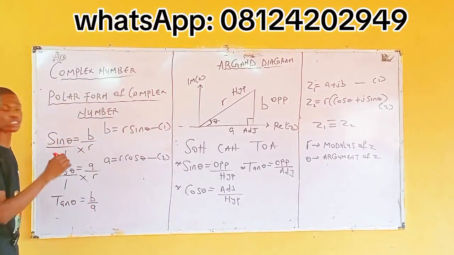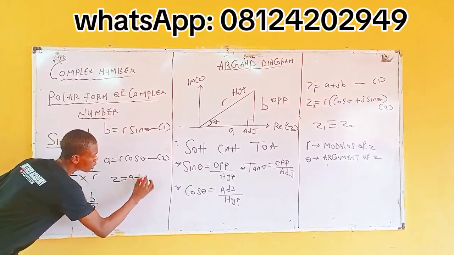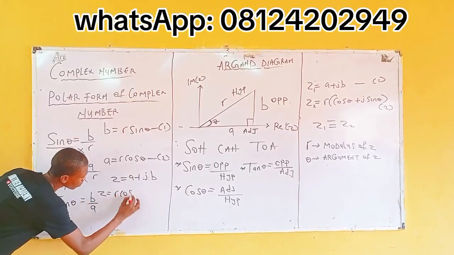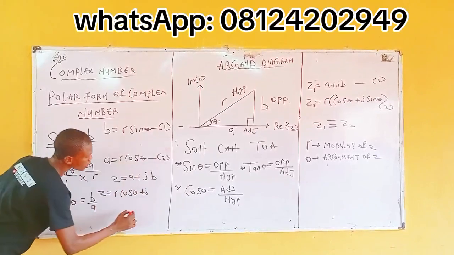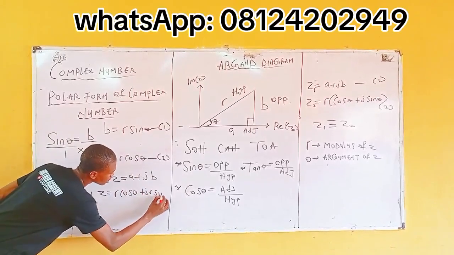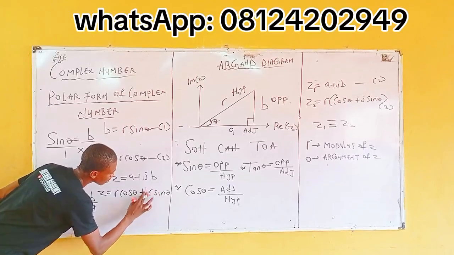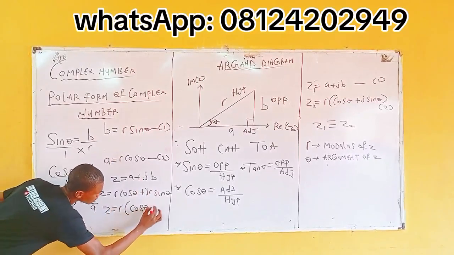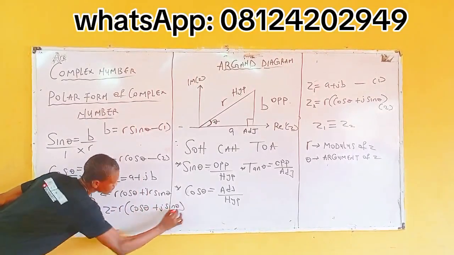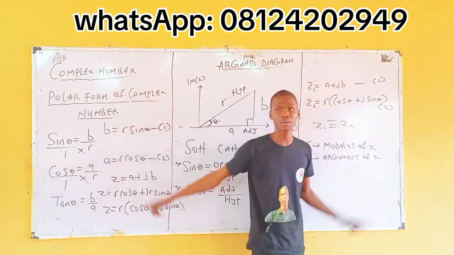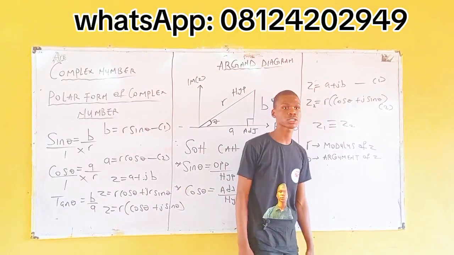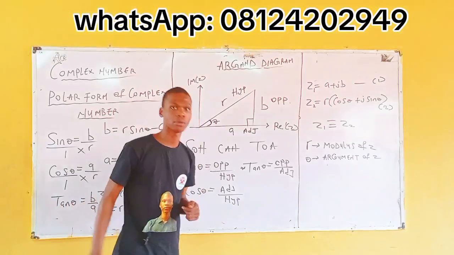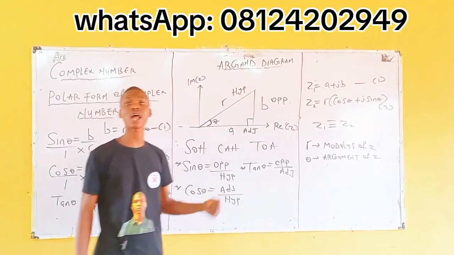Recall, the Cartesian form of a complex number is what? Z equals A plus JB. Now what is your A here? R cos theta. What is your B? R sin theta. R is common, meaning Z is equal to R all into bracket cos theta plus J sin theta. Now come back here. Do you get the same answer? Yes. Can you say it works? Meaning from rectangular form, you derive the polar form.